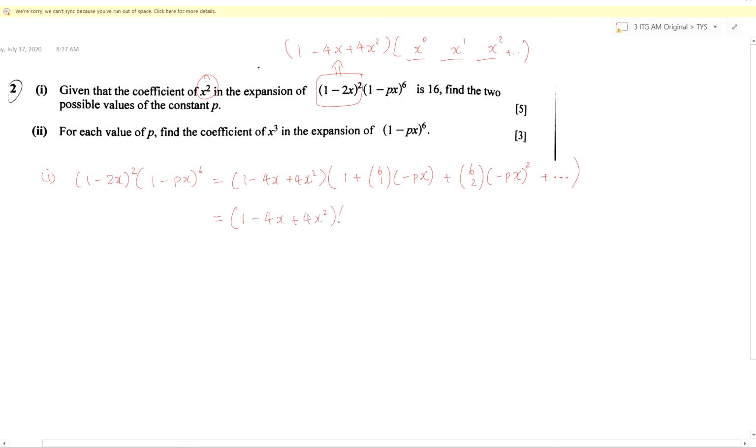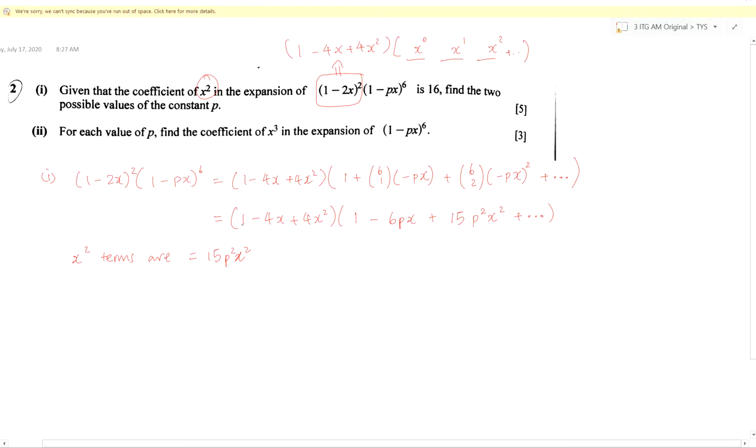Here, let us try to evaluate what our expansion gives us. 1 minus 4x plus 4x squared, times 1 minus 6px, plus 6 choose 2, which will be 6 times 5 over 2. So that's 3 times 5, we get 15. Negative px with a square, the negative, when you square it, becomes a positive. We have p squared x squared plus dot dot dot. Now at this point, instead of fully expanding everything out, we can choose to multiply only those terms that will result in an x squared term. So the x squared terms are, okay, this is one way you can present them. That will be our value of 1 over here multiplied by 15p squared x squared. So 15p squared x squared, that is our first product.